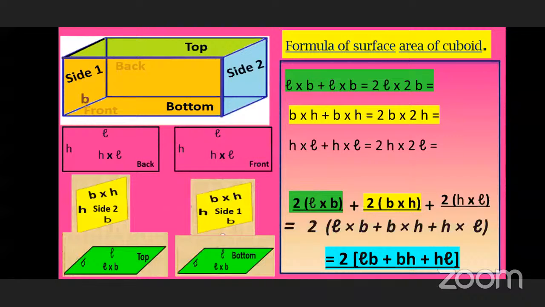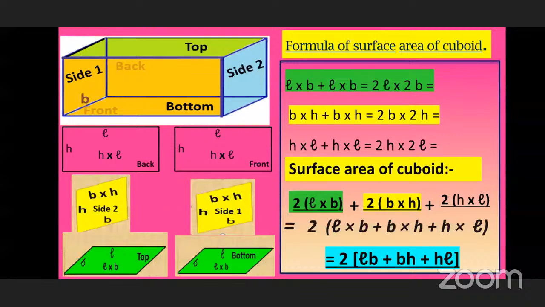2 times LB. And what is the last letter? B. Plus BH. And what is the last letter? H. So plus HL. Observe the screen carefully and try to remember the formula. We have seen how the formula has come out. Now try to remember it. 2 times LB plus BH plus HL. This is the formula of surface area of a cuboid.